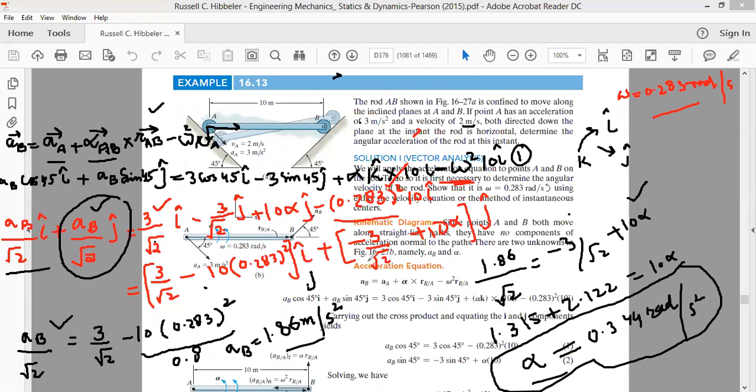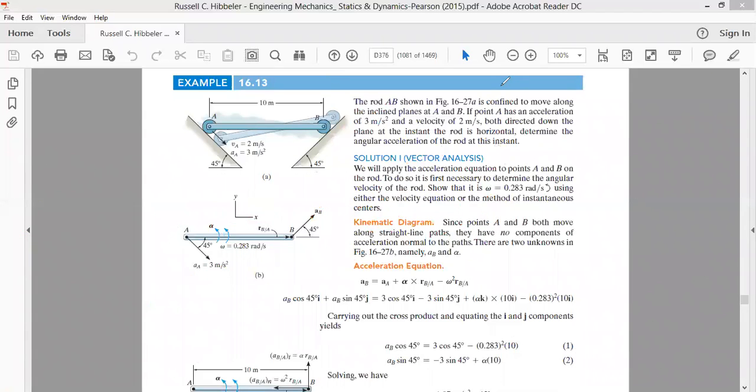Okay, so this is how these questions are to be solved. First, we find the angular velocity, and then the angular acceleration. In the acceleration formula, we come up with a term of angular velocity. So in order to find the angular velocity, you will use the velocity equation. Substitute the value of omega obtained from the velocity equation in the acceleration equation, and obtain the value of alpha. This is how these problems are to be solved.